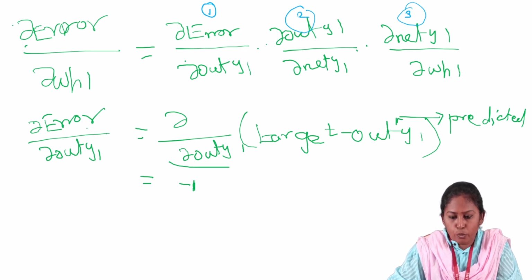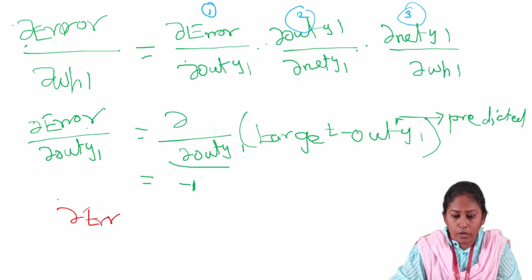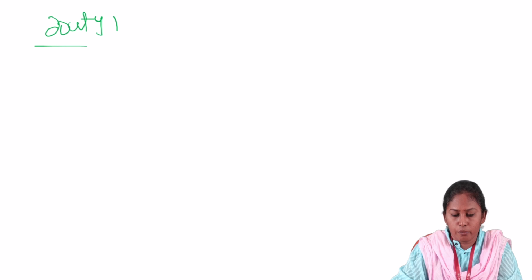Now we have completed only the first part of our chain rule: do error by do out y1, which is equal to minus 1. This is the output I got. So now I have to calculate the second part, that is do out y1 divided by do net y1. So now let us see do out y1 divided by do net y1.